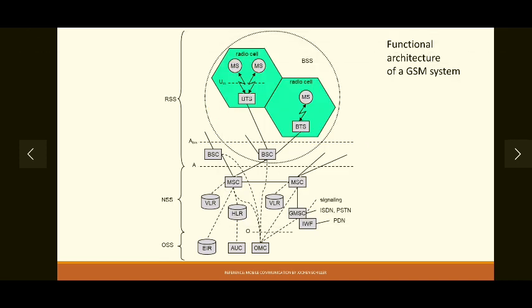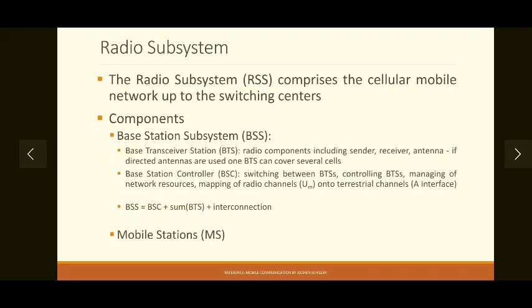Okay, so let's see what the different functions of each subsystem or each entity within the radio subsystem are. So RSS comprises the cellular mobile network up to the switching centers. As we have seen, different cells were involved, so it comprises the mobile network up to the switching center. It comprises two basic components, BSS and MS. BSS stands for base station subsystem, which contains two major components, that is the base transceiver station, in which radio components including sender, receiver, that is users, and antennas are part of a base transceiver station.